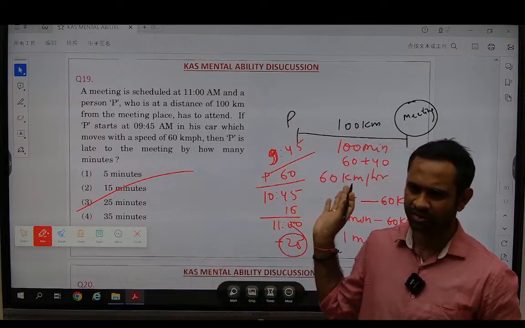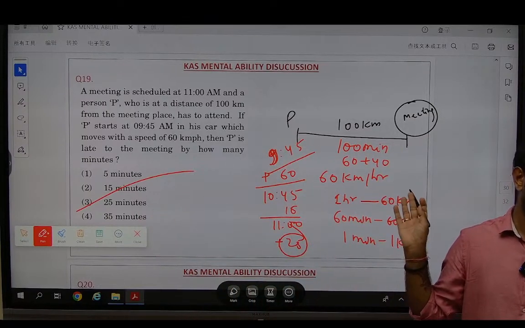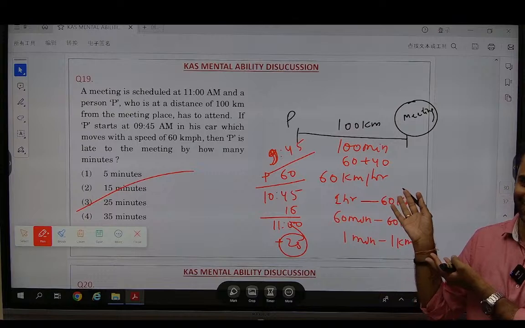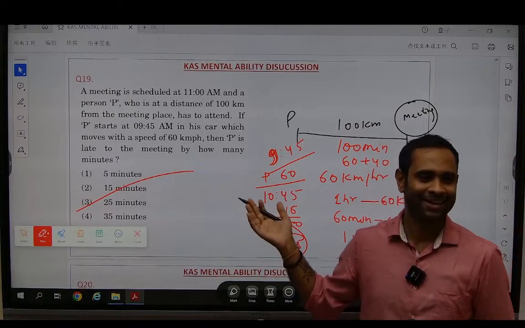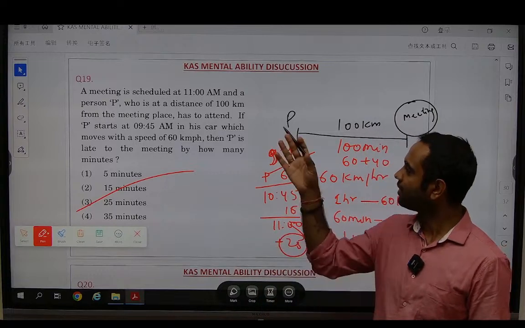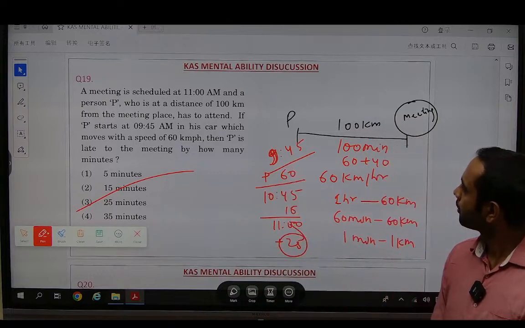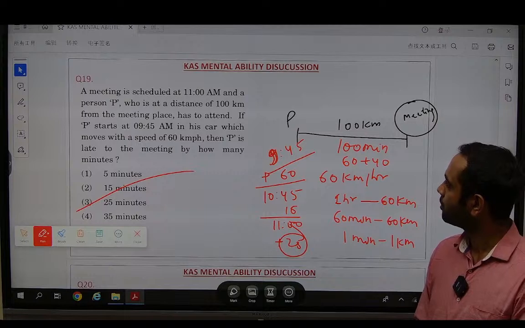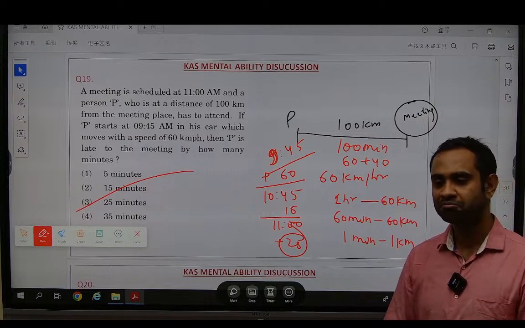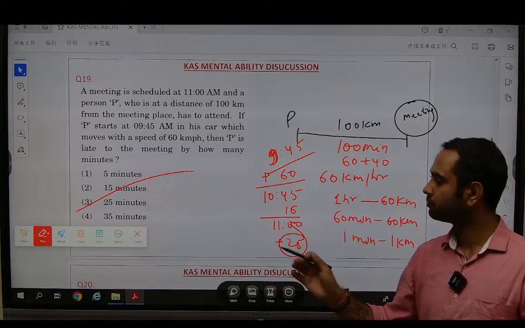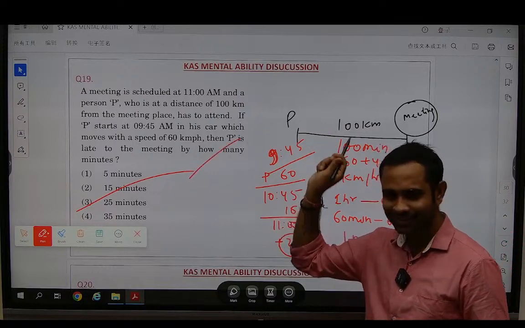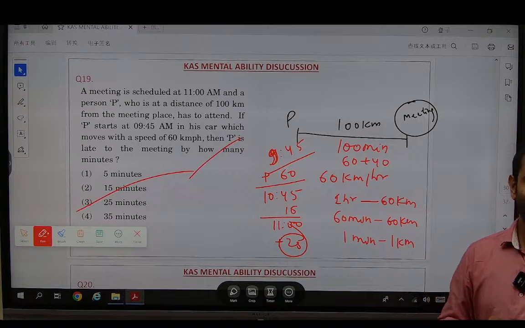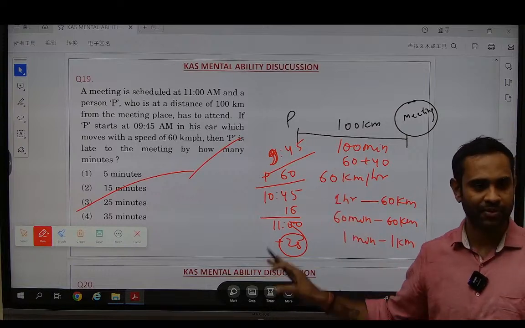Is this a question? Yes, this is a question. But very easy problem. Right? See, when you read this, 9:45 a.m., speed is 60 km per hour, late by how many minutes? After this only you will leave, and after this you will take God's name and come back, right? So if you see at the ground level, the problems are very, very easy.